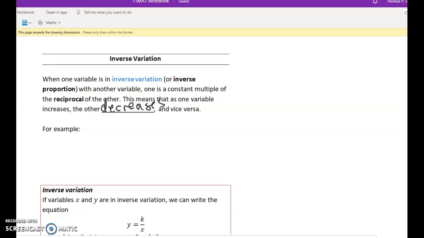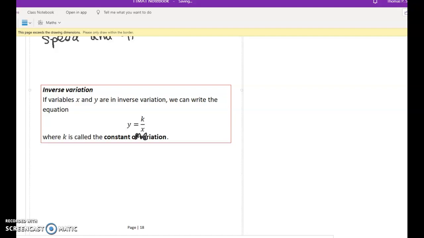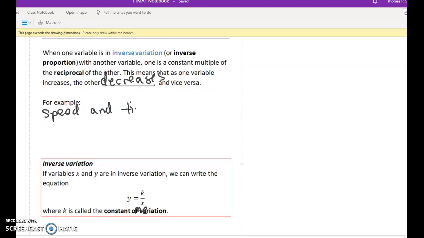So, for example, speed, like to travel a particular distance, it's like a fixed distance, speed and time are inversely proportional when traveling a fixed distance.